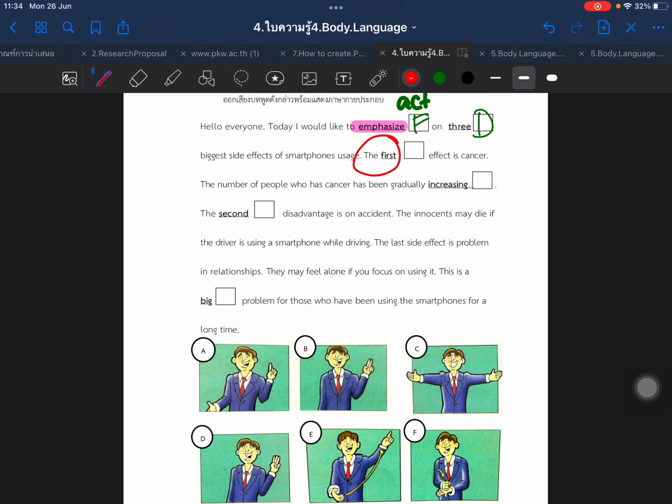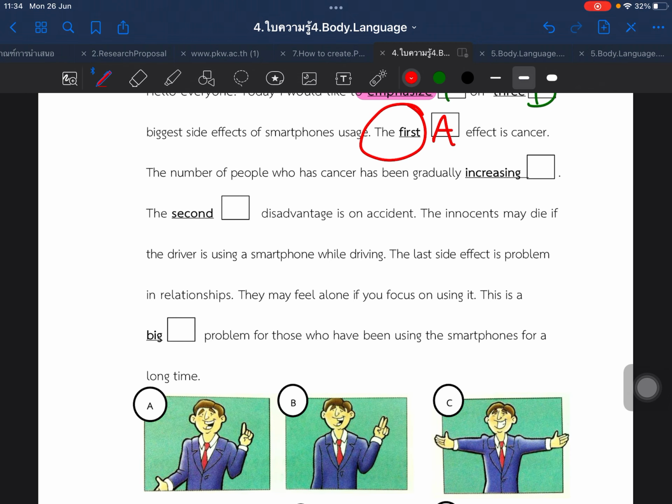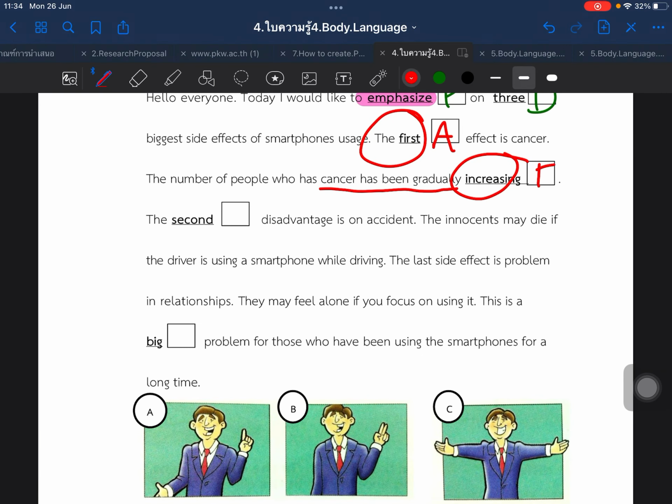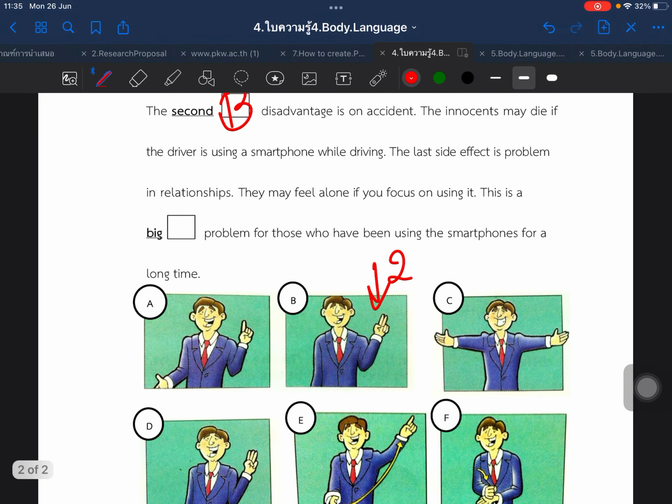Talking about the first topic. So the first topic, you can also use A as the first topic. The number of people who have cancer has been gradually increasing. Increasing is moving up, right? So the answer is E. Good. The second, that is B. You show the finger, that is 2 fingers together. The second disadvantage is on accident. The innocent may die if the driver is using a smartphone while driving.